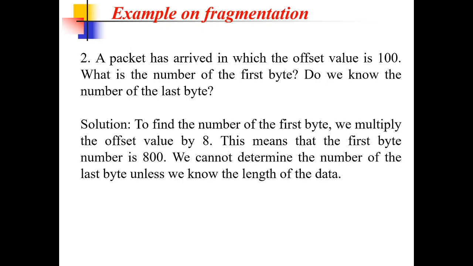Let us take one more. A packet has arrived in which the offset value is 100. What is the number of the first byte? Do we know the number of the last byte? Here the offset value is given, that is 100. To find the number of the first byte, we multiply the offset value by 8. This means that the first byte number is 100 into 8, that is 800. We cannot determine the value of the last byte unless we know the length of the data.